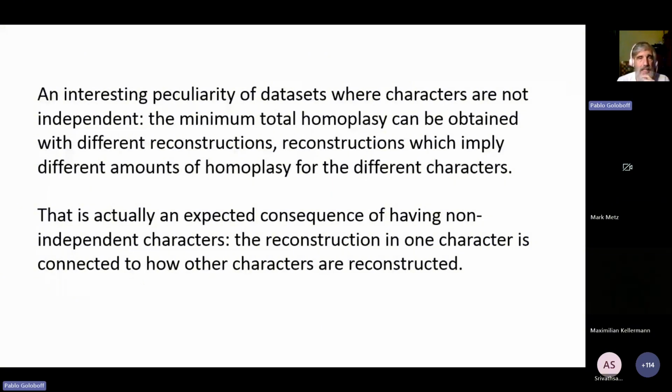Now, an interesting peculiarity of data sets where characters are not independent. The minimum total homoplasy can be obtained with different reconstructions which imply different amounts of homoplasy for the different characters. This is actually an expected consequence of having non-independent characters. The reconstruction in one character is connected to how other characters are reconstructed.